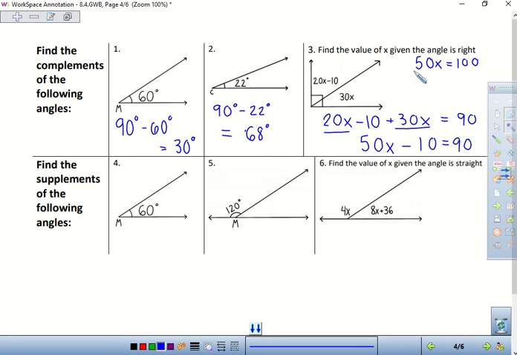And what would be the last step in solving this? Divide by 50. What's 100 divided by 50? It's 2. So we found x. Now how could we find the actual angle measures? We can plug them back in, right? So 2 times 20 is? 40. 40 minus 10? No, 30. What's 30 times 2? 60. So see how those two angles do add up to 90?